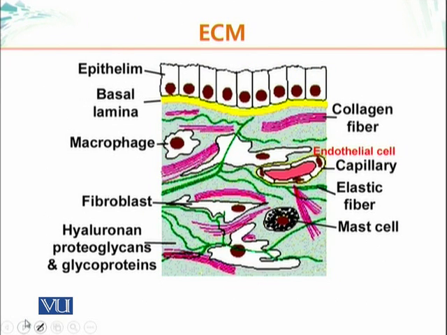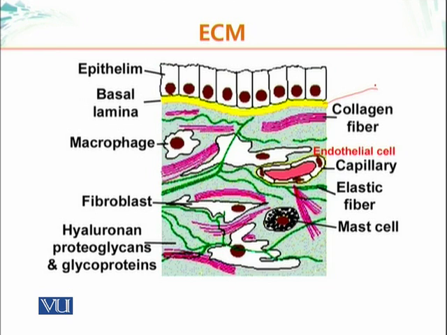Here is a diagram where two different types of ECMs are shown. Here, for example, this is basal lamina. Basal lamina, we'll talk about it in more detail. This ECM is responsible for attachment of epithelial cells to it. Below basal lamina, there's connective tissue. It is full of different types of carbohydrate ECM molecules, for example, hyaluronan, proteoglycans, and other glycoproteins.